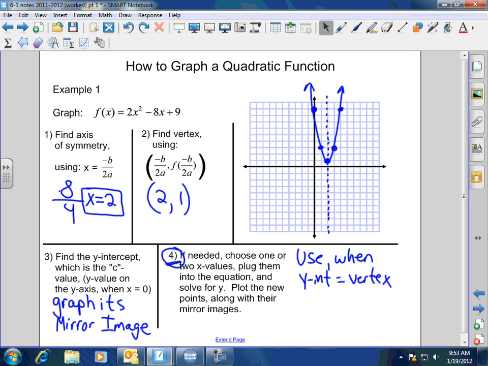Other than the vertex, what's my y-intercept here? 0, 9. 0, 9 is right here. Isn't that 2 to the left of the axis? So I found its mirror image 2 to the right. And that's it. And remember, guys, if you didn't get this, that's why I have it on video.